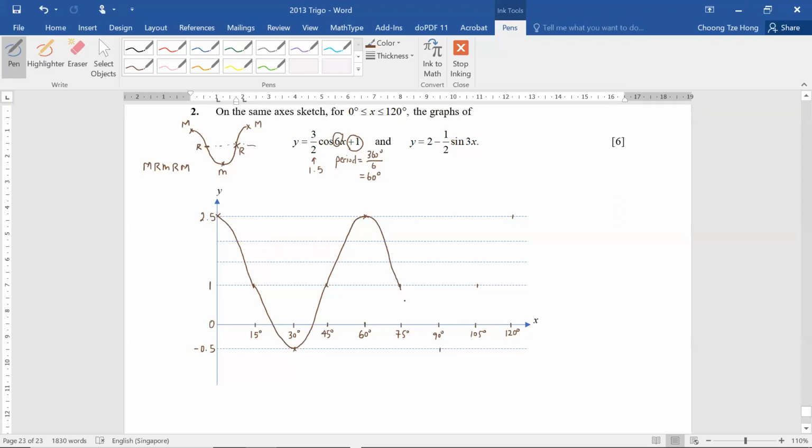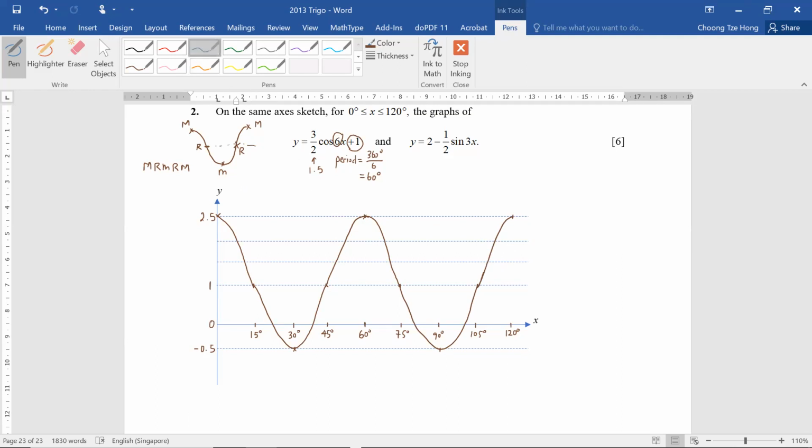On paper you will be able to make it nicer. It's easier to control the drawing, the lines on the paper. So it will look something like this. This brown graph will be y equals 3 over 2 cosine 6x plus 1.